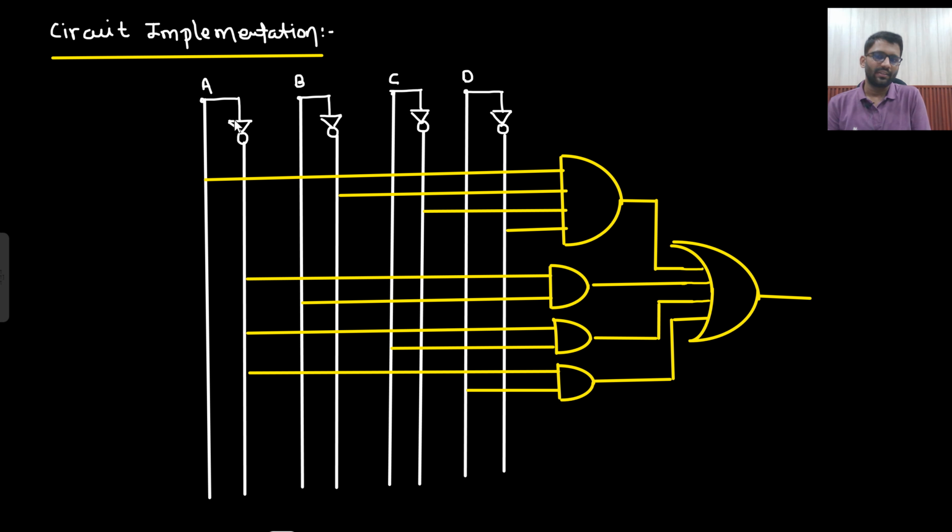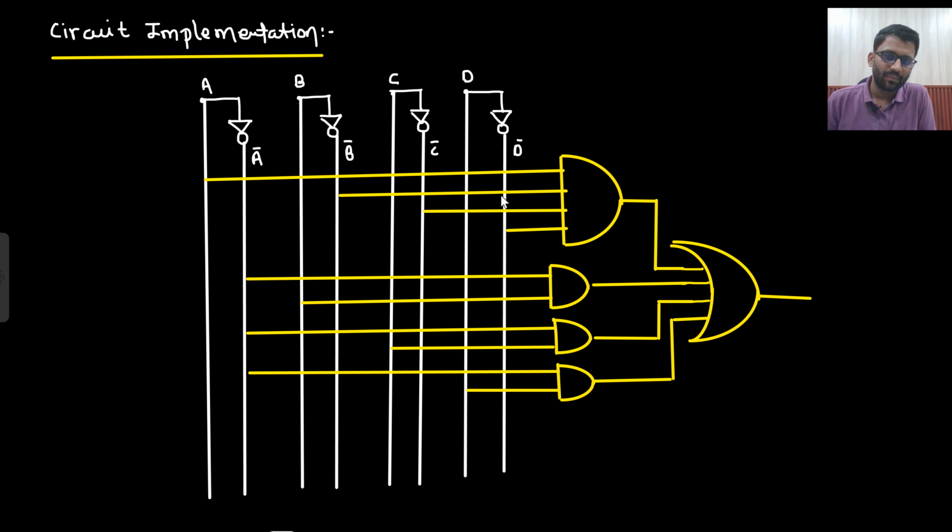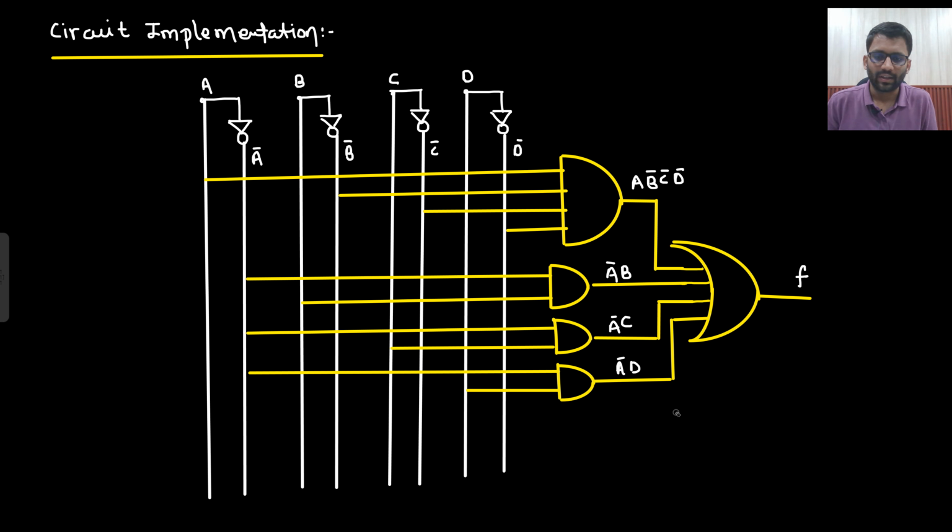So you have A, this will be A bar, this will be B bar, this will be C bar, and this will be D bar. Now what you need? A into B bar into C bar into D bar. So A is coming, B bar is coming, C bar is coming, D bar is coming. What else you need? A bar B. So A bar is coming, B is coming. Here A bar C, and here it would be A bar D. All will be added and you will get Y3.